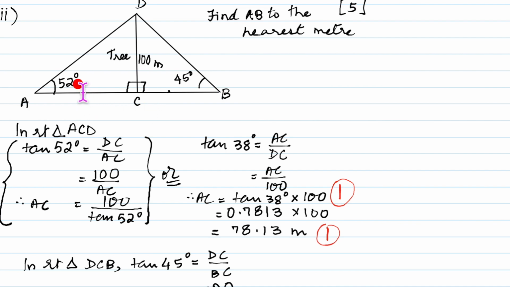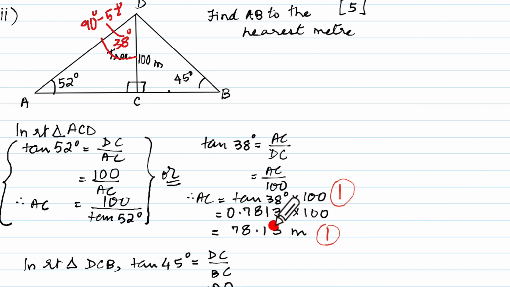If this is 52, then this angle over here becomes 90 degrees minus 52 degrees, which is 38 degrees. So instead of using 52, we can use this 38 degrees, and tan 38 becomes AC upon DC. That gives us AC upon 100. So AC will be equal to 100 multiplied by tan 38, and the value of tan 38 is 0.7813 multiplied by 100. So 78.13 meters.